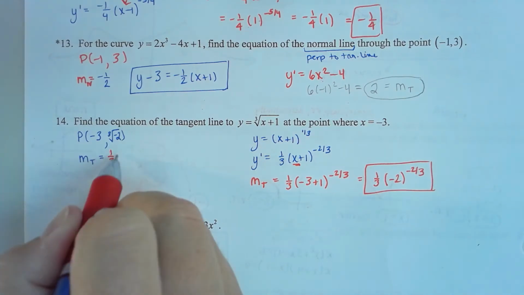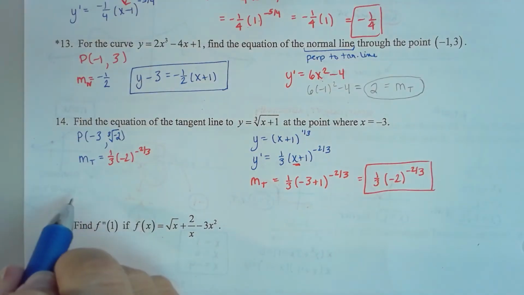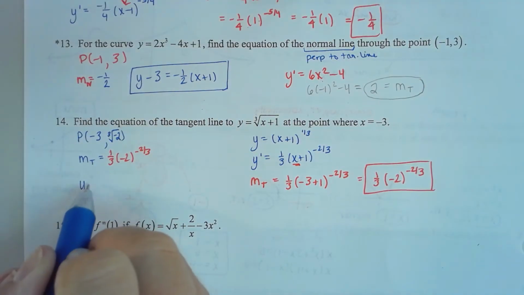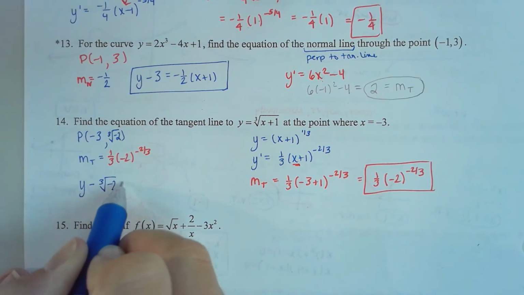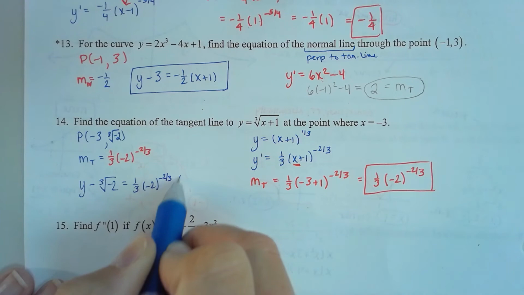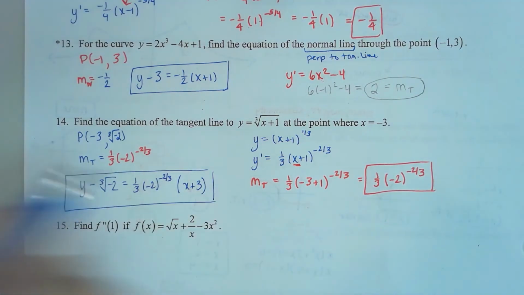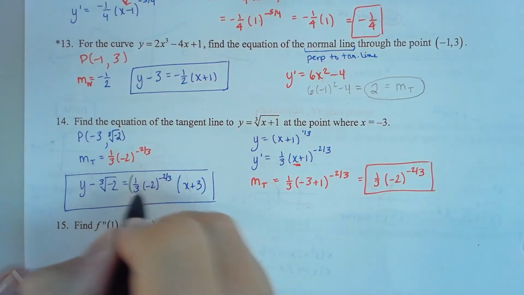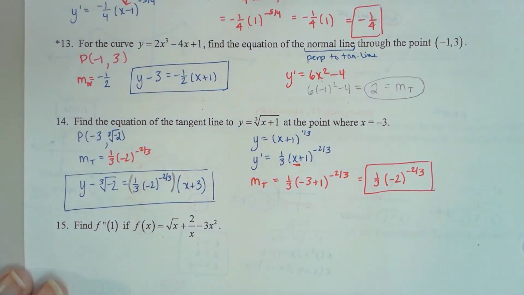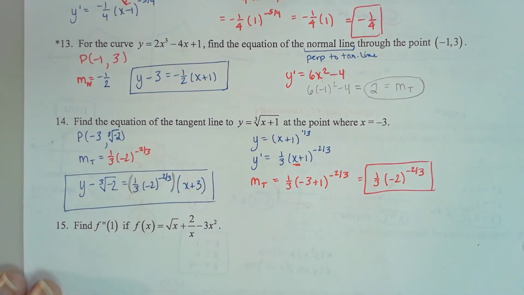Now, I'm not saying we can't clean this up at all. I'm just going to leave it alone. So now we're going to use point slope form. Y minus the cube root of negative 2 equals my slope times x plus 3. Now I don't technically need it here because it is all multiplication, but I'm going to go ahead and put parentheses around my slope just because we want to make sure that entire thing gets multiplied by x plus 3.